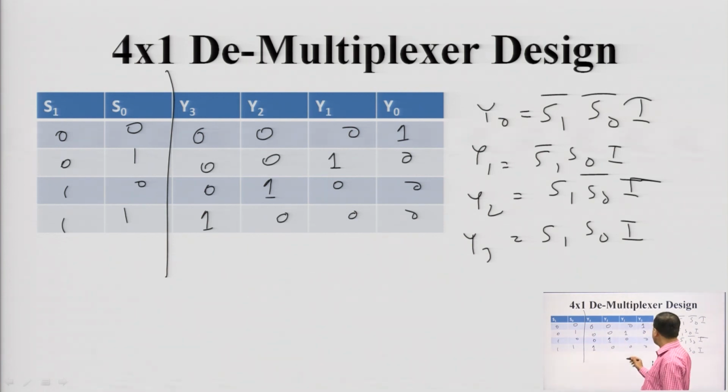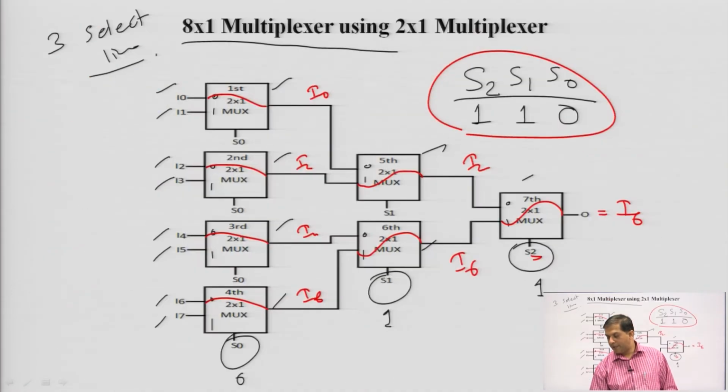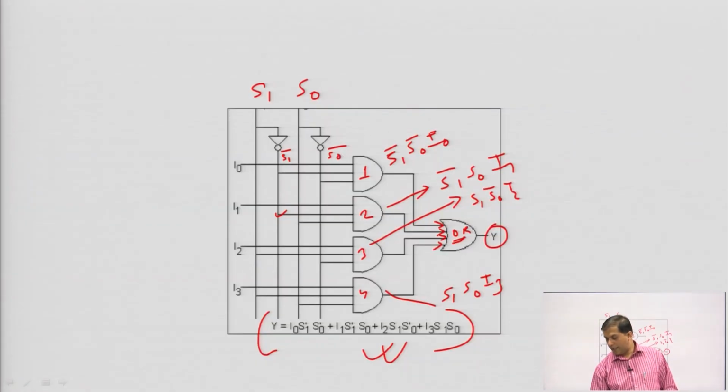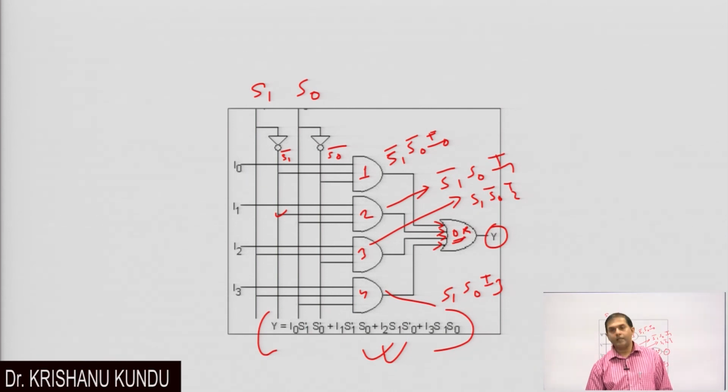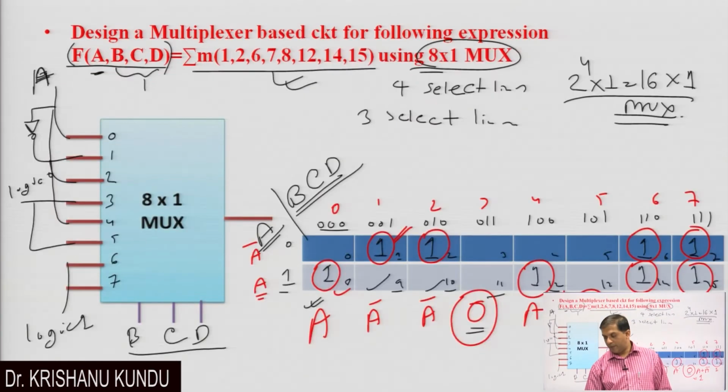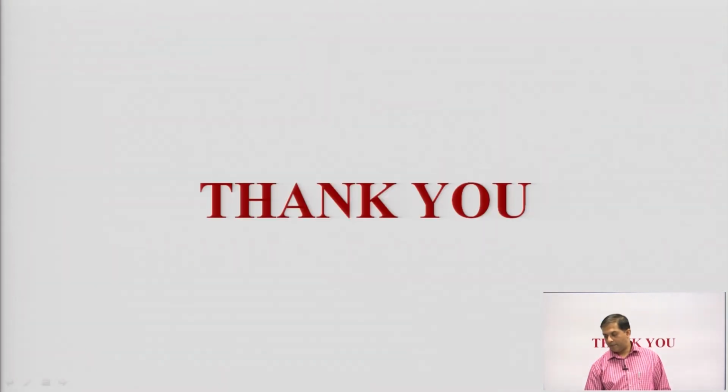We can design it using logic gates. Similarly, how we have designed this 4 cross 1 multiplexer like this, we can design a 1 cross 4 demultiplexer. Thank you.